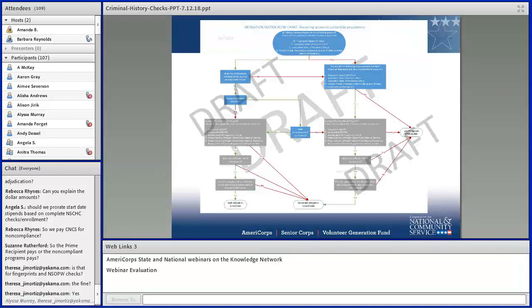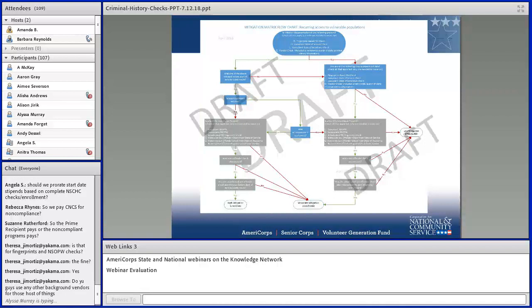So I guess shortly, yes, this allowance is associated with the criminal history checks, but it's also more than that, if that makes sense.